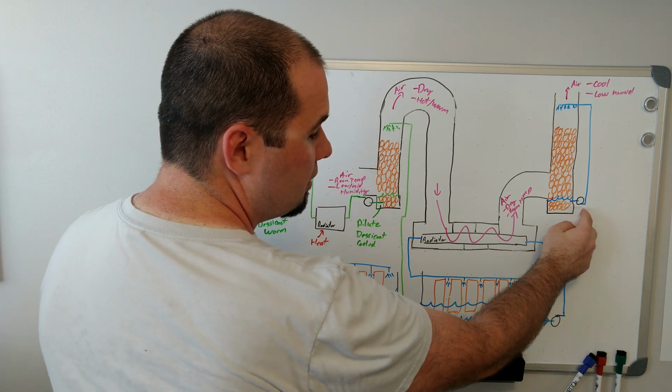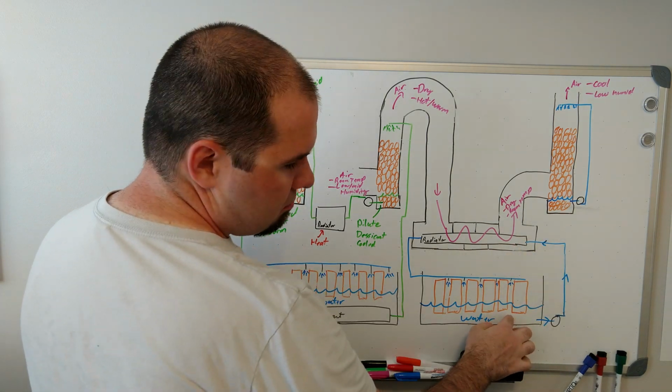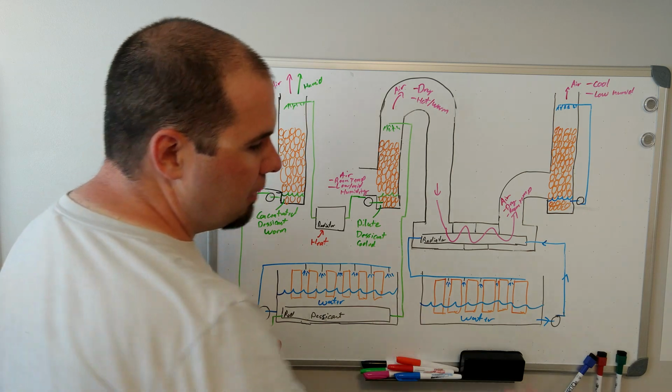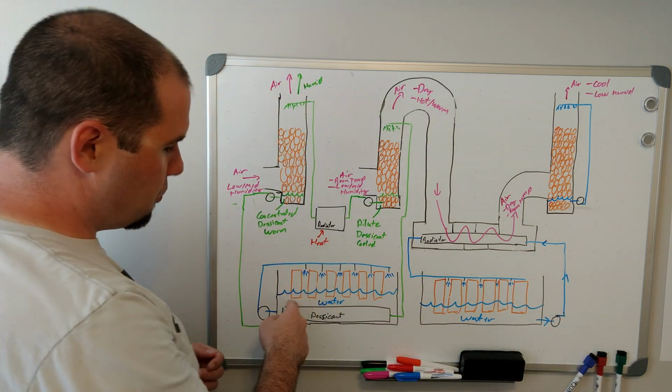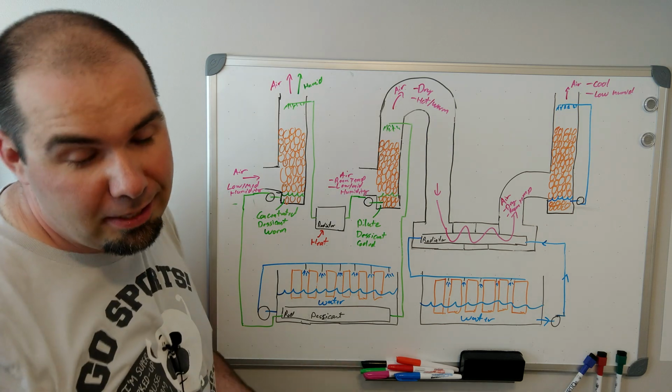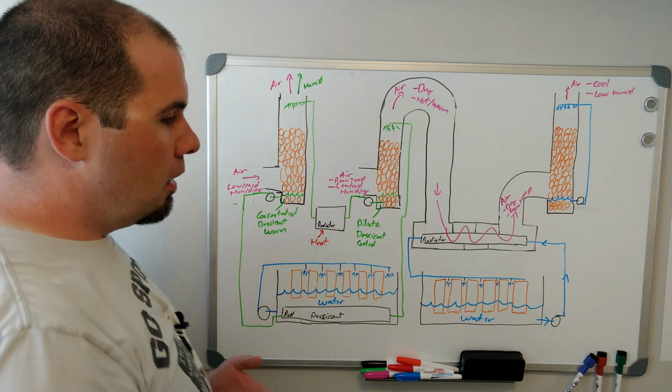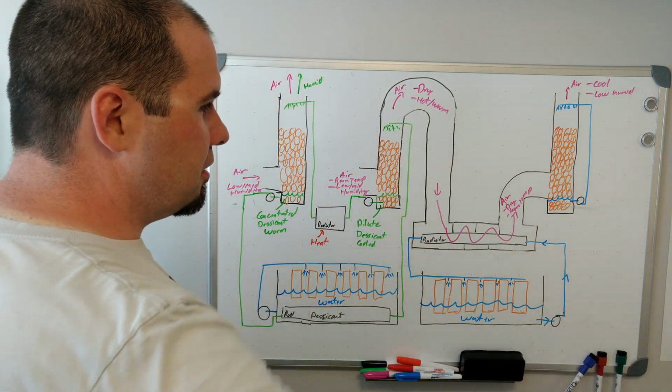This needs to be a clean water supply. This, he mentioned, could be potentially gray water. You could refill it. And this water, since it's a closed loop, it could also potentially be gray water. So that's the whole system.